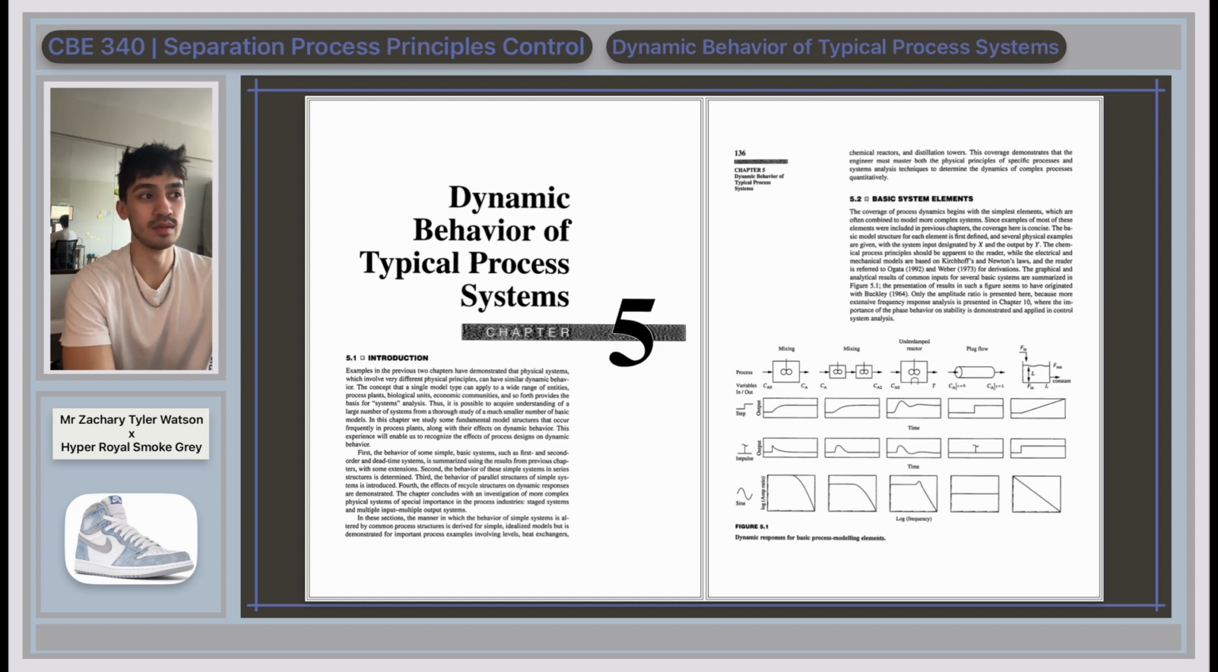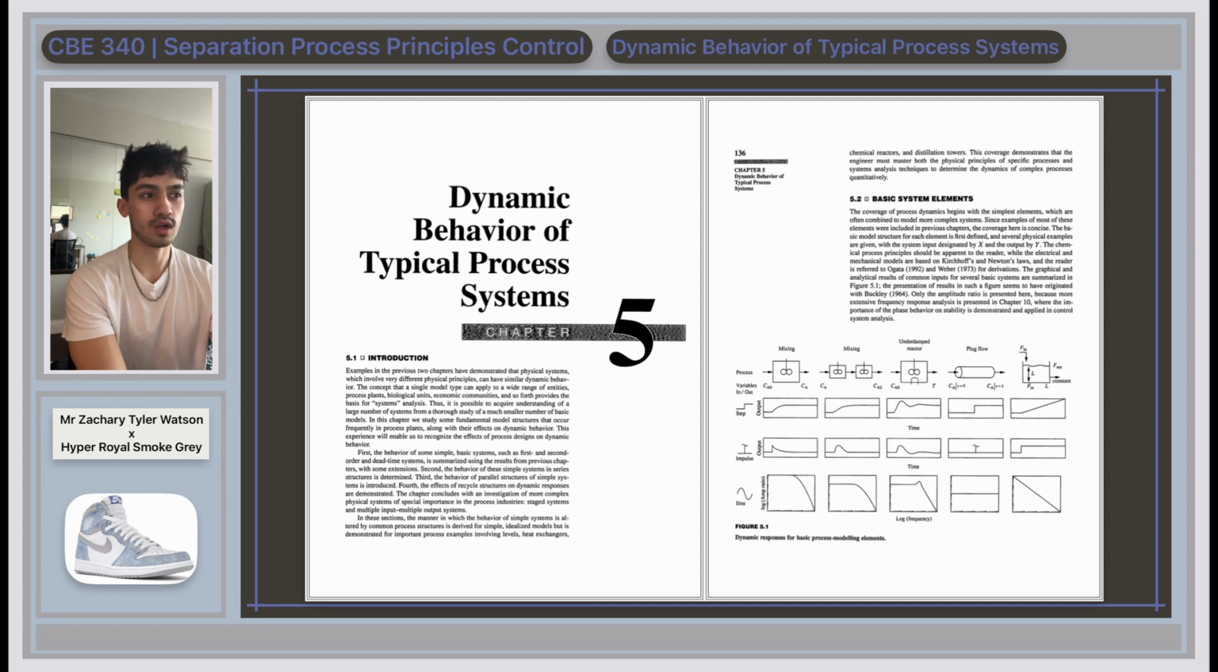Section 2 is titled The Basic System Elements. The text starts as: The coverage of process dynamics begins with the simplest elements, which are often encountered and combined to model more complex systems. Since examples of most of the elements were introduced and included in previous chapters, the coverage is concise here. The basic model structure for each element is first defined, and several physical examples are given, with the system input designated by X and the output as Y. The chemical process principles should be apparent to the reader, while the electrical and mechanical models are based on Kirchhoff's and Newton's laws, and the reader is referred to Ogata and Weber for derivations.